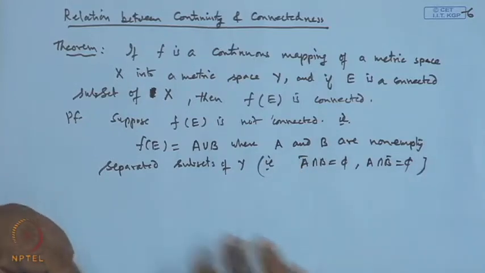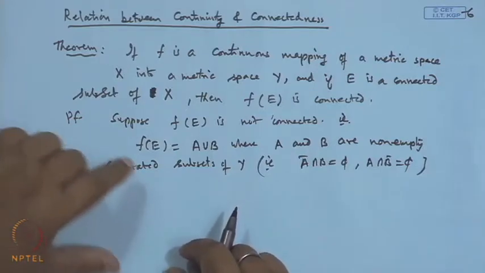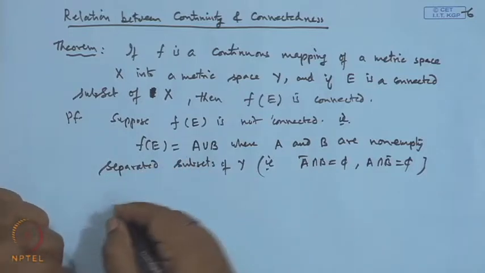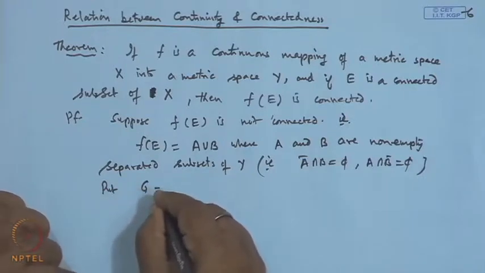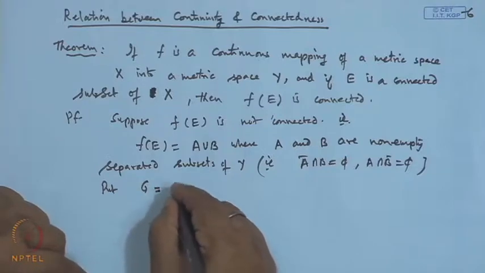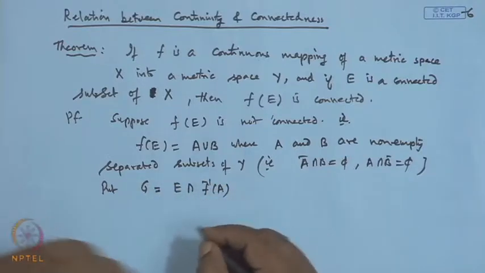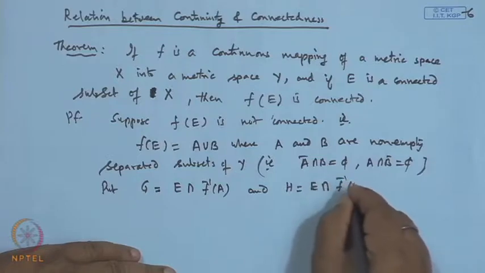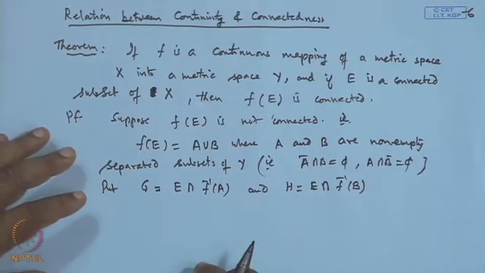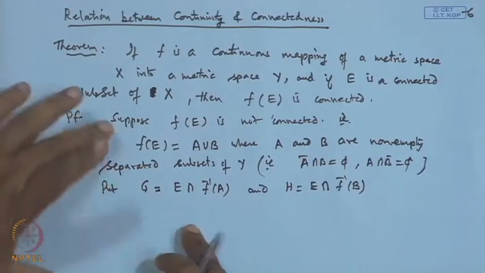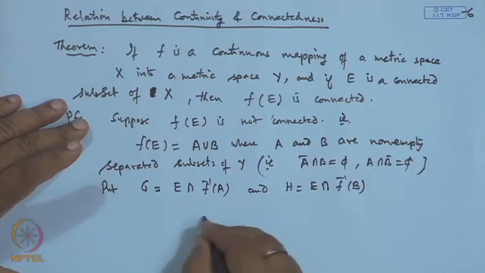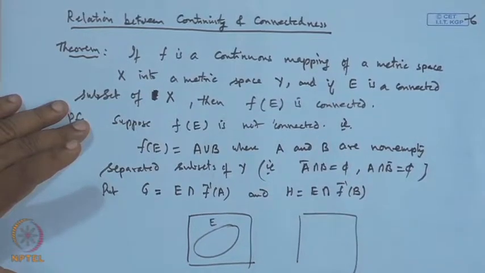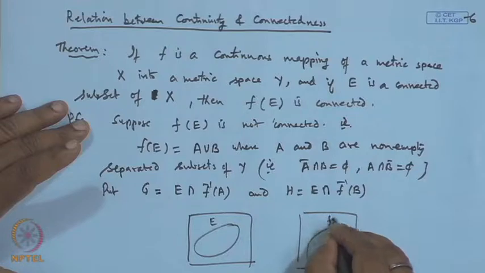Now, let us put G as E intersection f inverse A, and H as E intersection f inverse B. Now, if we take this, what is our f(E)? This is set E, and here this is f(E).